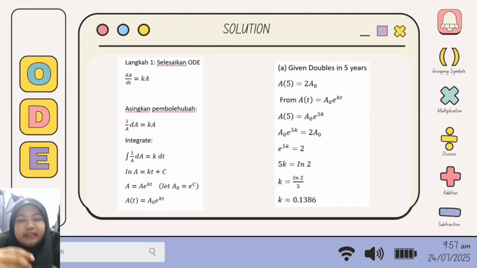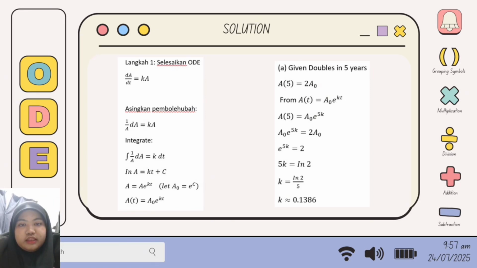So next, we go to the question. Part A, we are told that the amount of money doubles in 5 years. So A(5) = 2A naught. So now we substitute into the formula: 2A naught = A naught e^(5k). And divide both sides by A naught. So 2 = e^(5k).